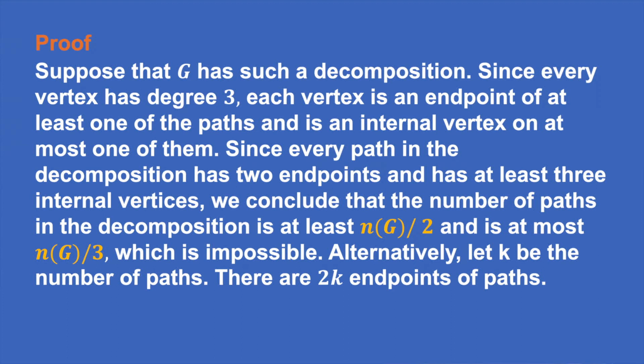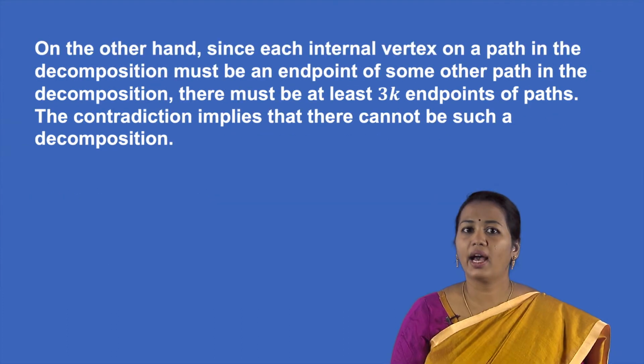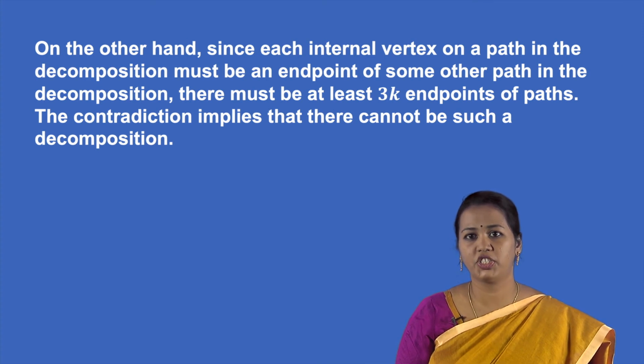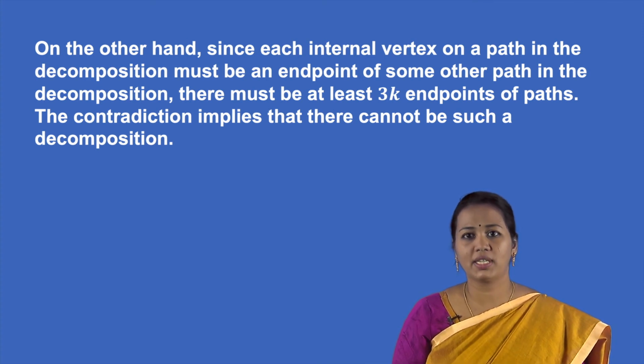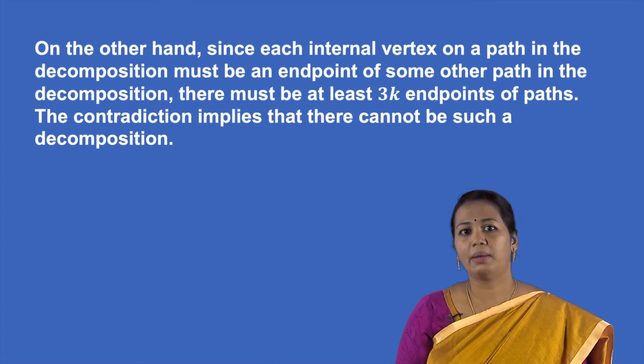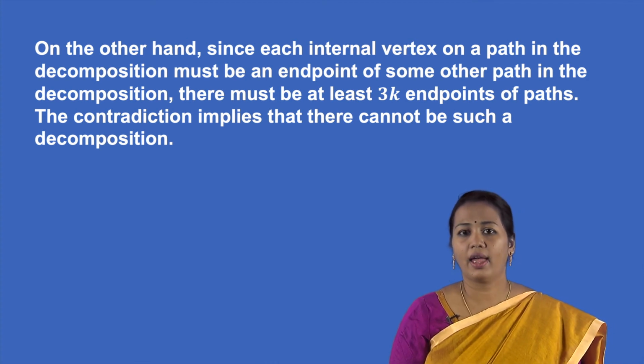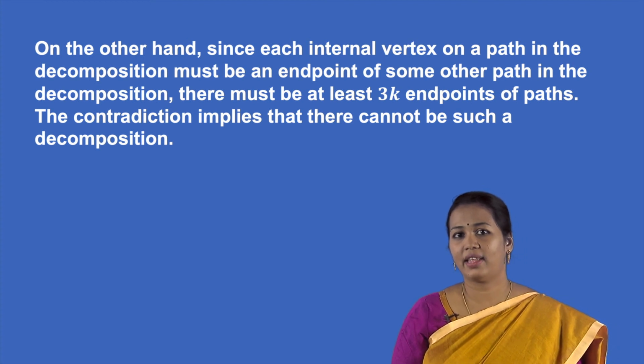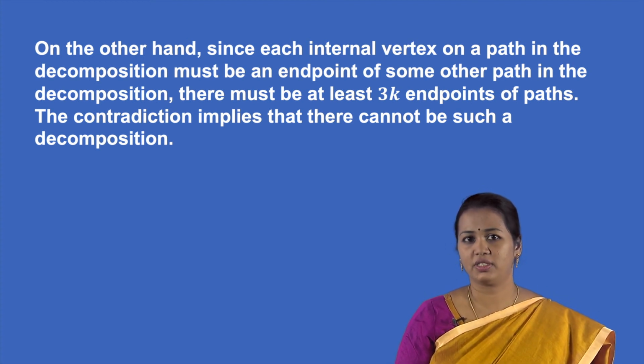There are 2k endpoints of paths. On the other hand, since each internal vertex on a path in the decomposition must be an endpoint of some other path in the decomposition, there must be at least 3k endpoints of paths. The contradiction implies that there cannot be such a decomposition.